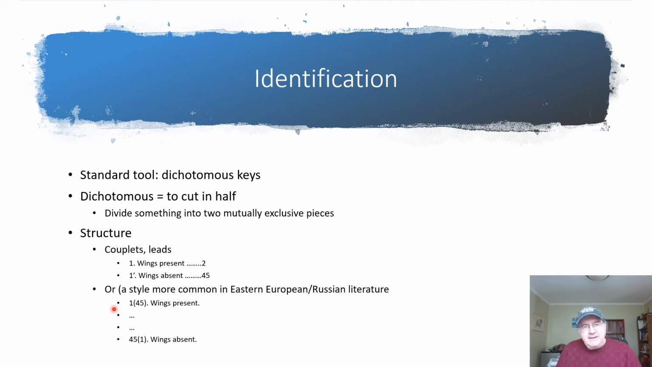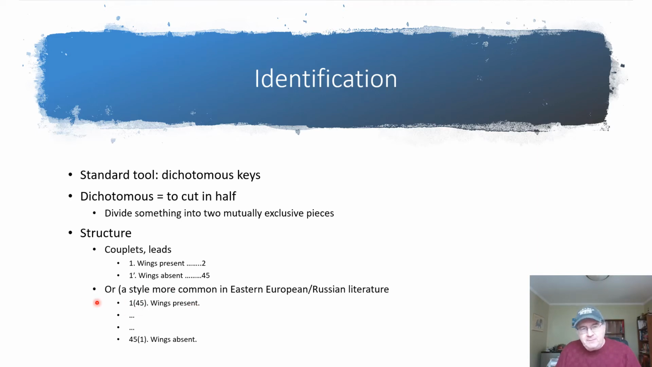You'll come into the key and it'll say 1, and then there's this 45 here. Let's skip over that for a second, and then we see the characters that you're supposed to compare to your specimen. If your specimen has wings, then good. You continue on to number 2. If your specimen doesn't have wings, then that's where the 45 comes in.